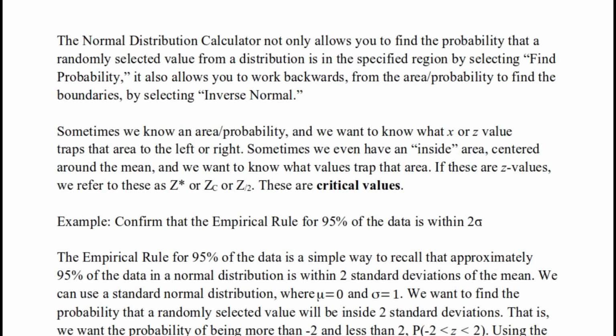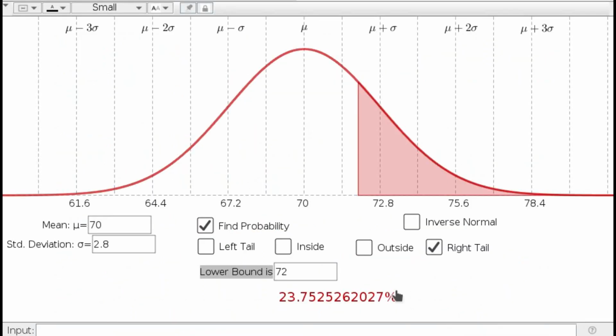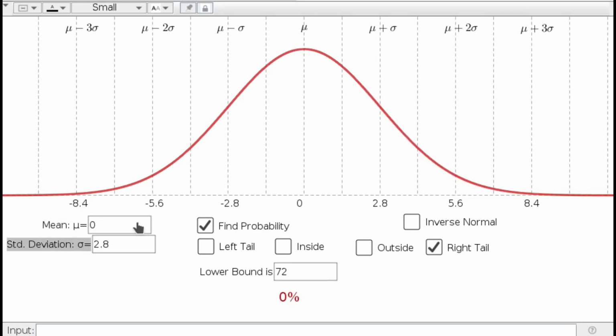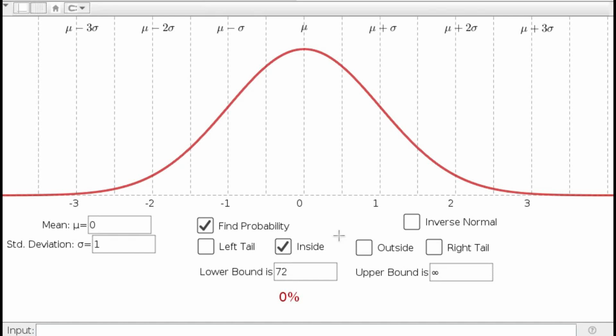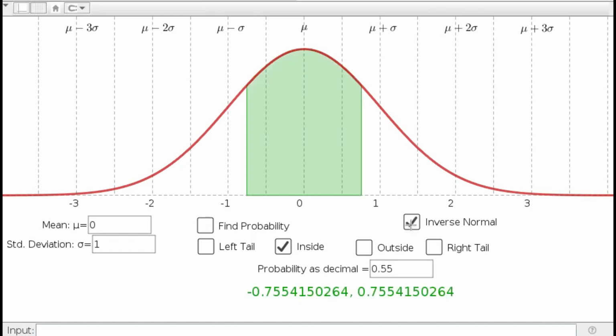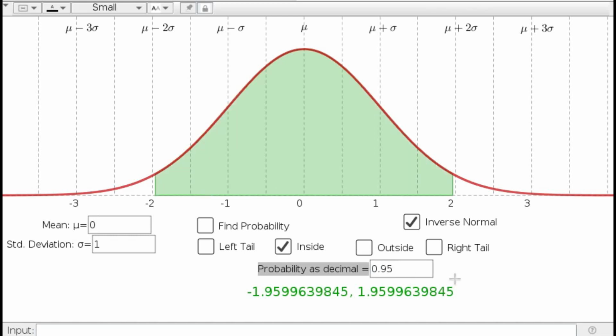So for example, let's confirm the empirical rule that 95% of the data is within 2 standard deviations. So let's pull up our normal distribution calculator. And since we're talking about standard deviations, let's do this in terms of z with a mean of 0 and a standard deviation of 1. We then want to capture an inside amount of area. So not a probability, we actually want to calculate that inside area. And we want that inside area to be 95%.